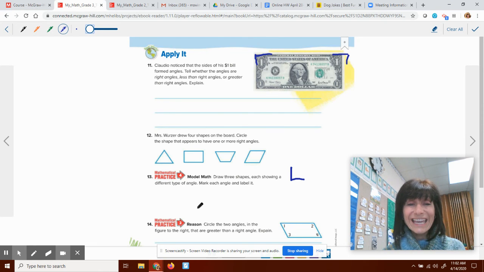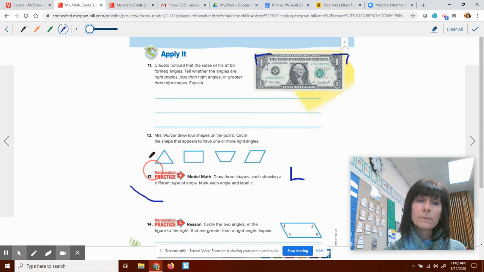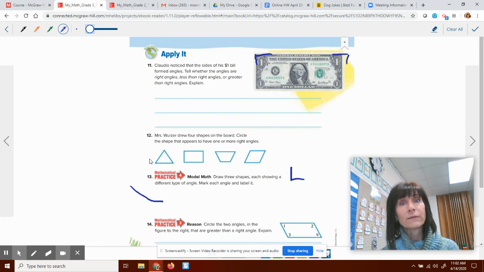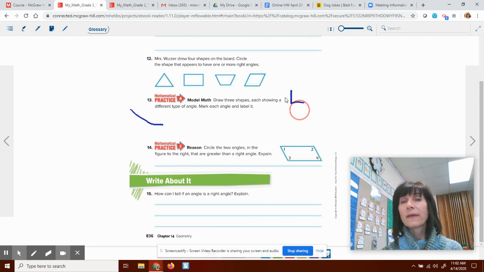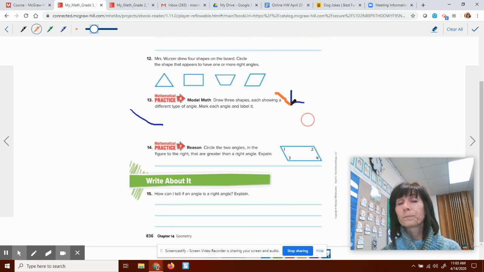I'll give you a hint. You can look right above and probably get a pretty good idea of a shape to draw. Down below on 14, circle the 2 angles in the figure to the right that are greater than a right. If this is a right angle, you need to be looking for angles that are greater than that. So I need to find an angle that's going to be greater than the blue.